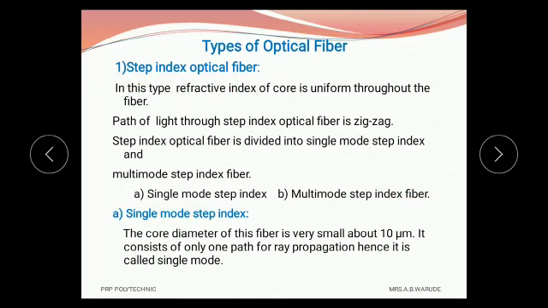In this type, the refractive index of the core is uniform throughout the fiber. That means it is the same throughout the cable, and thus if we look radially from the core axis, there is a step. That means there is a sudden change in the refractive index at the core cladding interface. And the path of light through the step index optical fiber is zigzag.